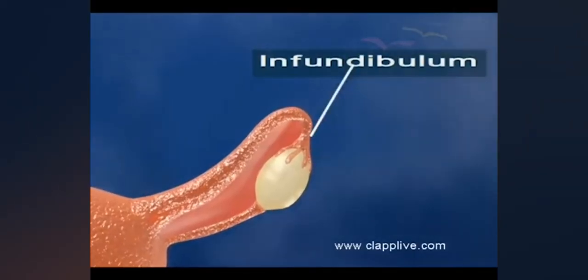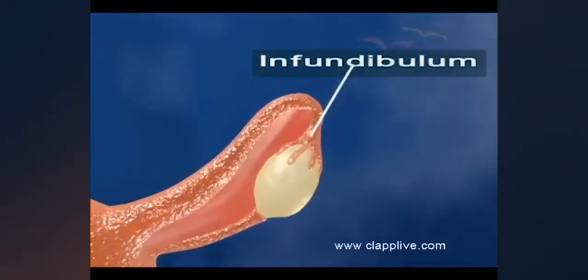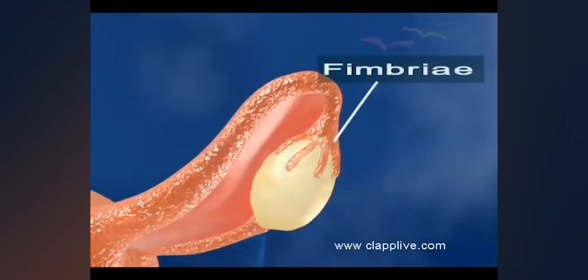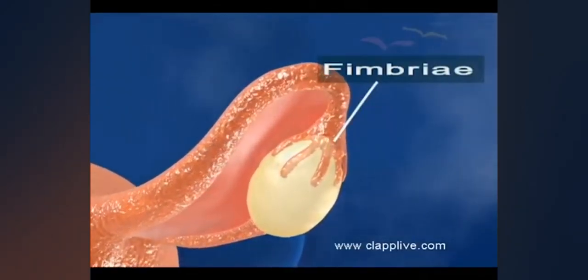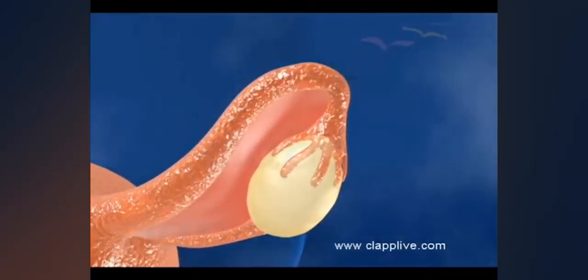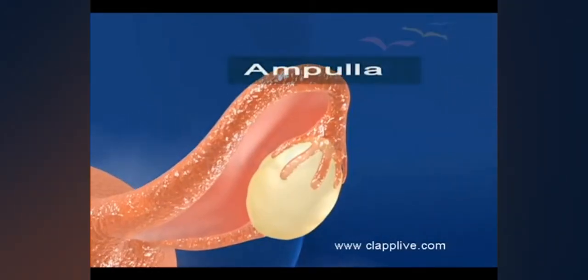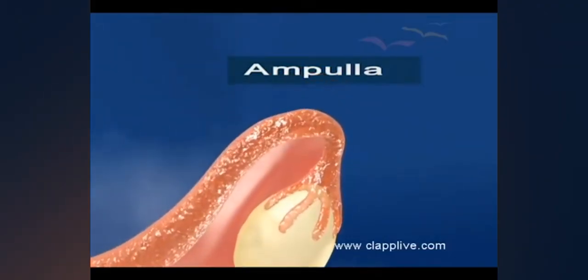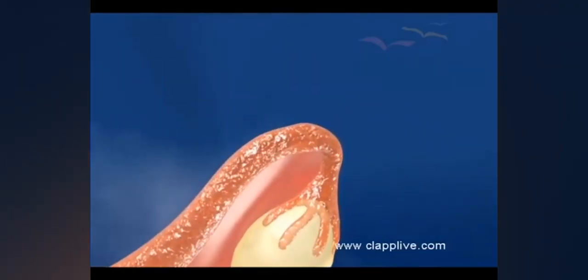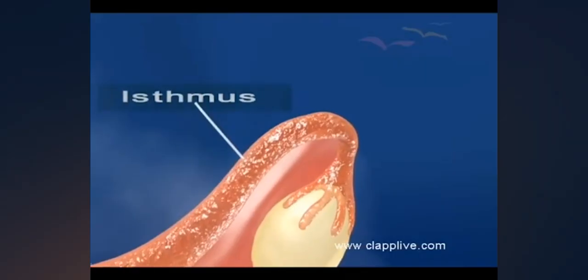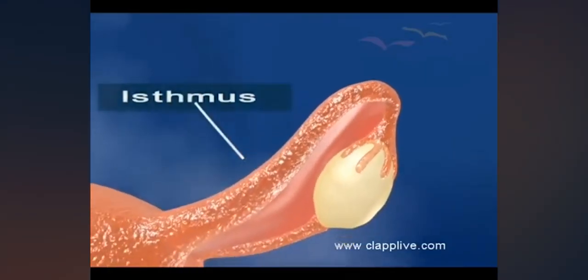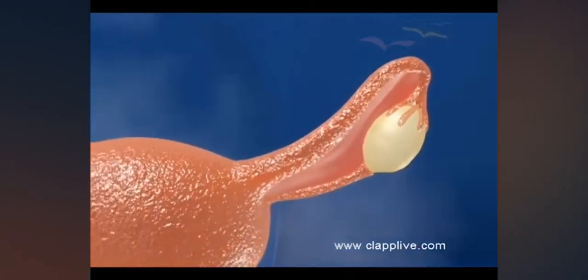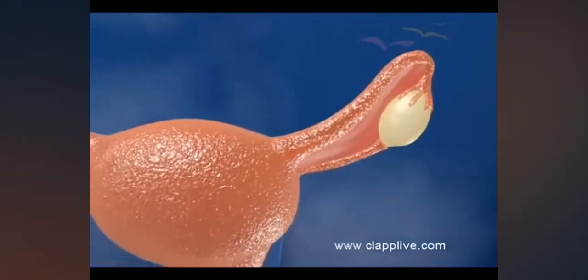Infundibulum is the funnel-shaped proximal part and has finger-like projections called fimbriae at its margin. Fimbriae are very close to the ovaries and receive the egg released from the ovaries. Ampulla is the wider part of the oviduct next to infundibulum. It is lined by ciliated epithelium. Isthmus is the short, narrow, and straight part that follows the ampulla and connects with the uterus.